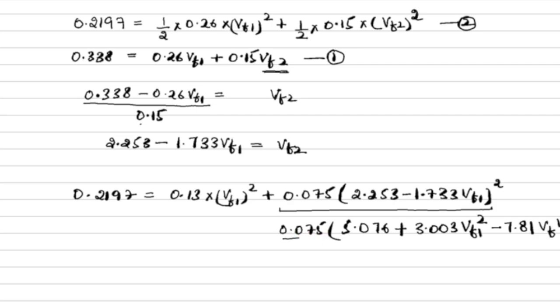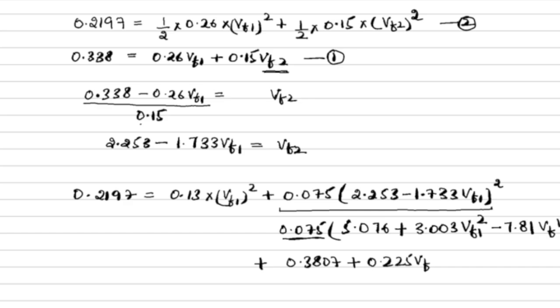Now I have to multiply this guy to this. Okay, so let's be patient. I'm going to do that. So that will be 0.075 multiplied by 5.076. That gives me 0.3807, plus I will multiply this now. This will be 0.075 multiplied by 3.003. That will give me 0.225.